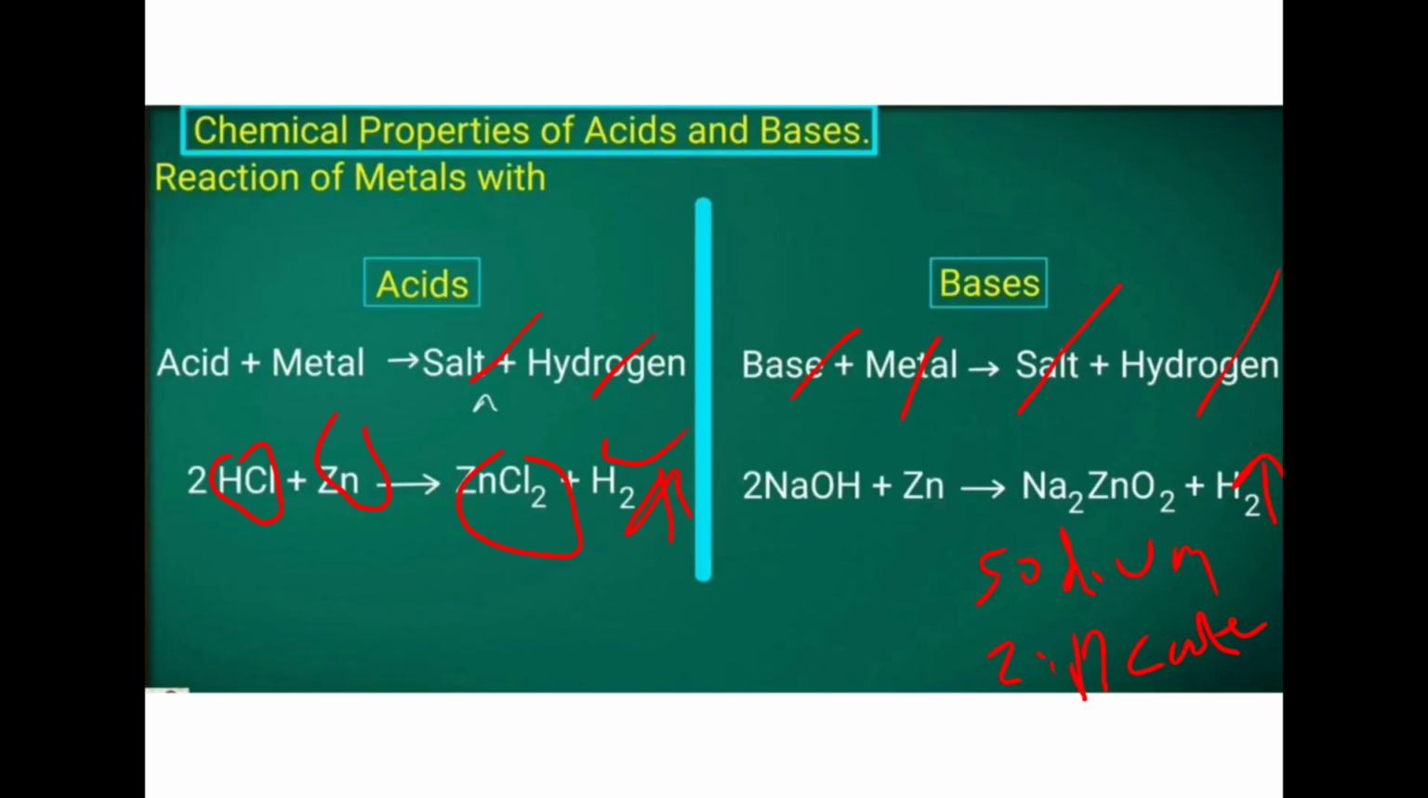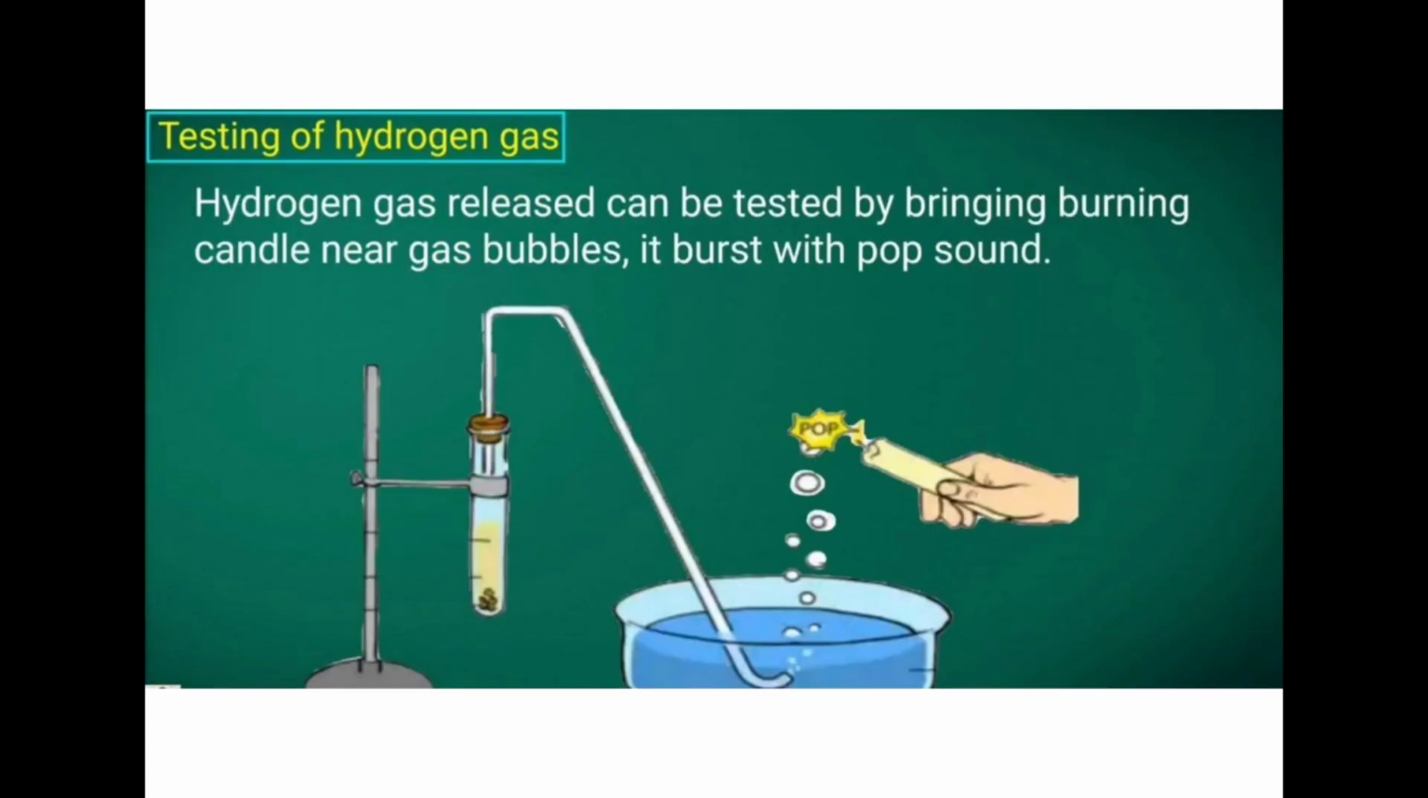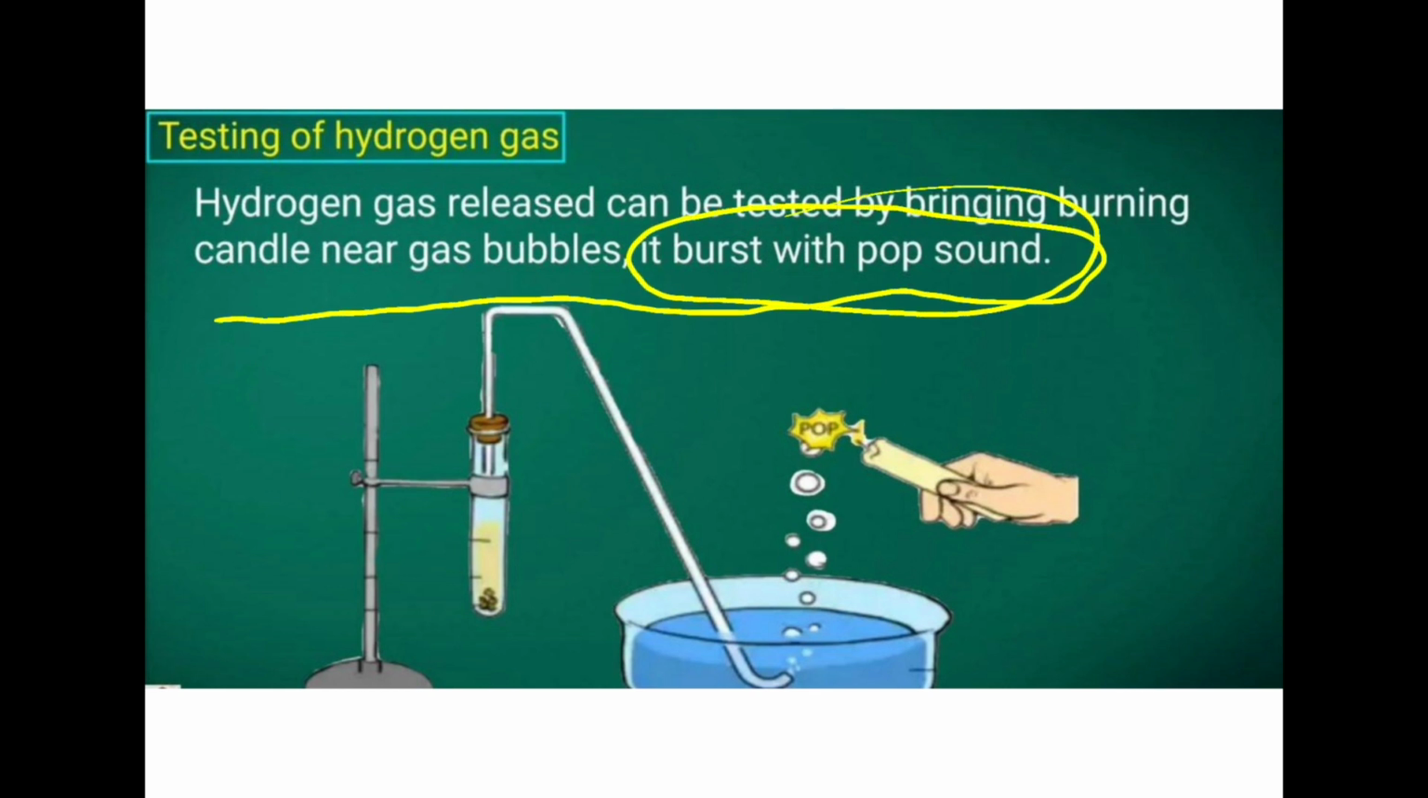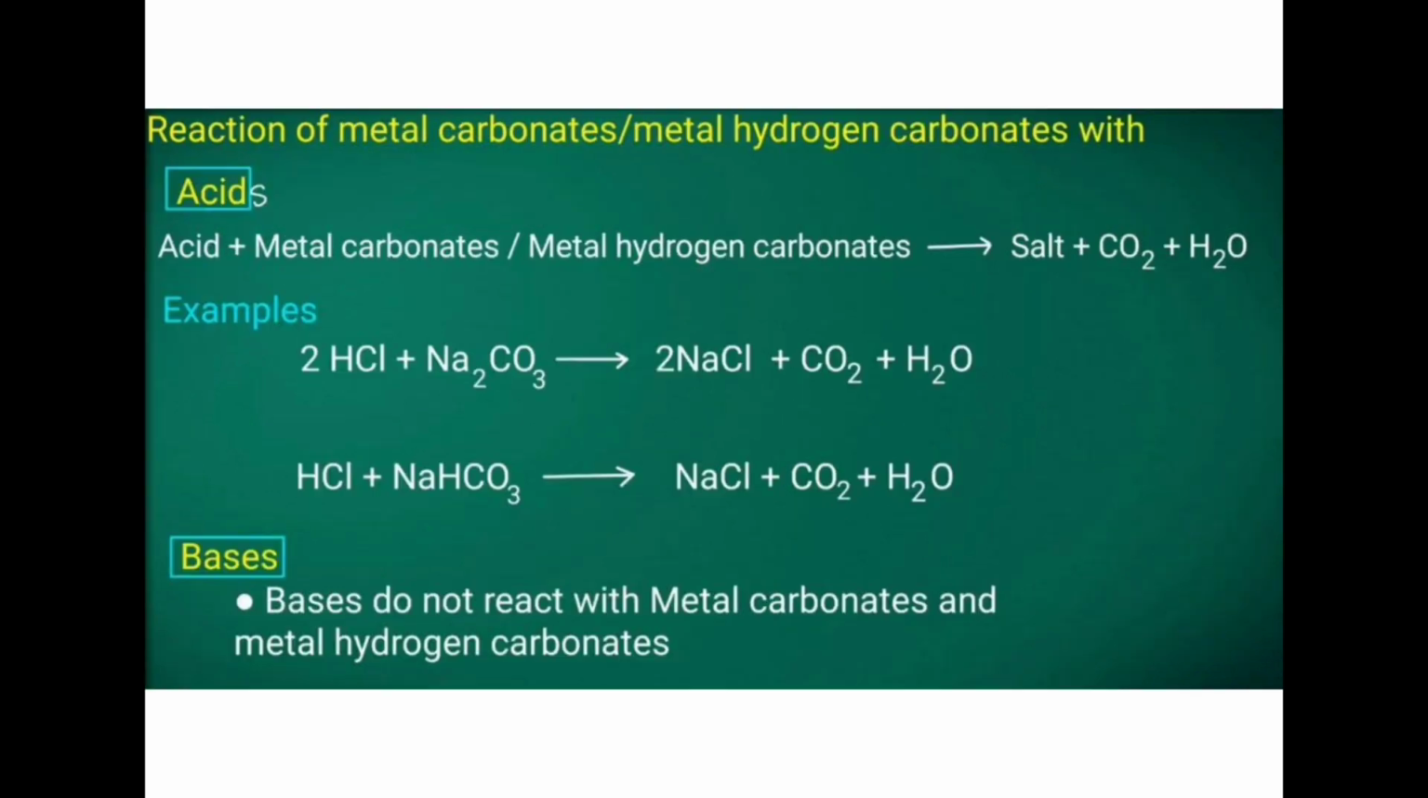This hydrogen gas, which is released in both cases of acid and bases, how can we test that it is hydrogen gas? It can be tested by bringing a burning candle near the gas bubbles, and it will burst with a pop sound. If the gas evolved through the tube is kept in water and bubbles are coming out, and you bring a candle, we can hear the pop sound. So we can confirm that the gas produced is hydrogen.